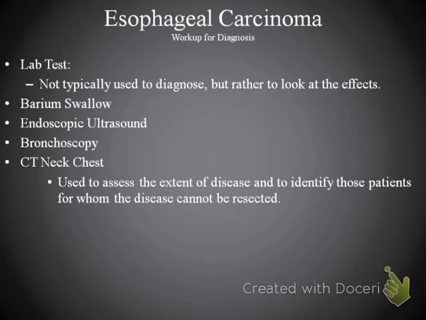CT of the neck and chest is used to assess the extent of the disease and to identify those patients for whom the disease cannot be resected. And so basically, CT is used to kind of plan everything out and to make sure that, because there is a known carcinoma there, this carcinoma has not actually metastasized into the lungs, or it's not coming from the lungs and working its way up the esophagus. So CT is used for more of a planning procedure than anything else in this case.